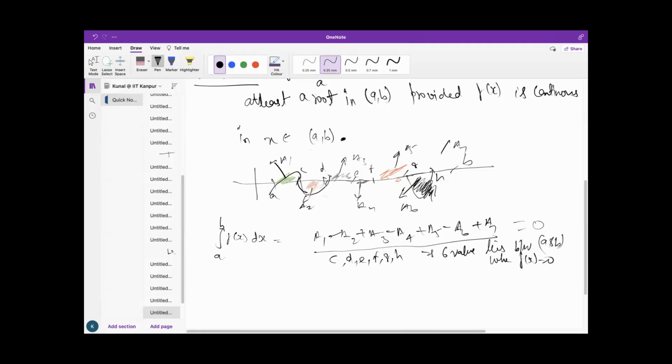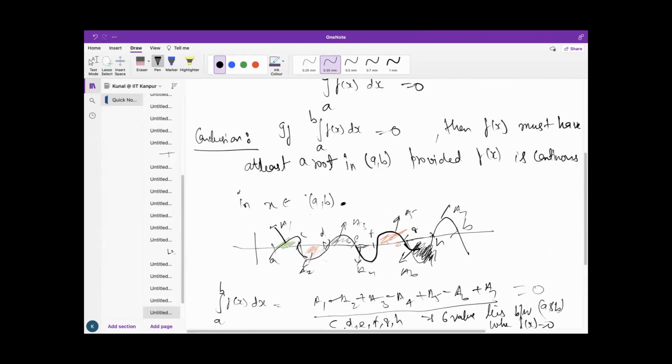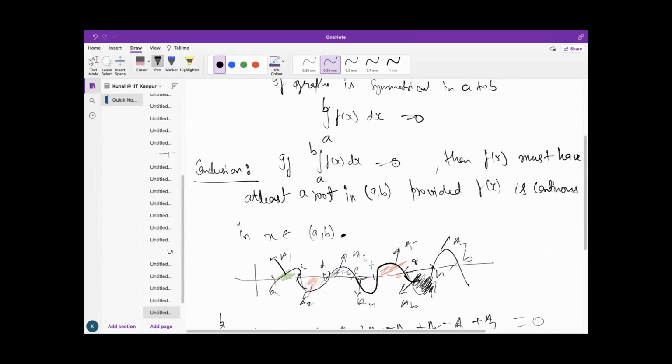Okay. Such that A, B, C, D, G, H, and then like this. So you can say that the graph can be in any way. Our main point is that if the integral of f(x) dx from A to B becomes 0 anyhow, then there lies a C between A and B where f(x) is 0. That means there is at least a root of f(x) between A and B.